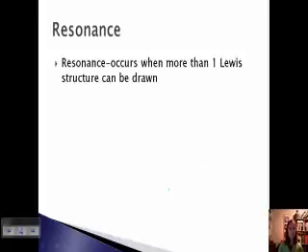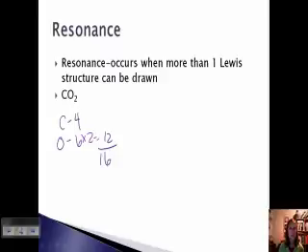Okay, I can also have what's called resonance. This occurs when you can draw more than one Lewis structure. So let's do carbon dioxide. Carbon is going to donate 4 valence electrons. Each oxygen donates 6 times 2, which is 12, so that gives me a total of 16. Because carbon is the only single one, I'm going to put it in the center.